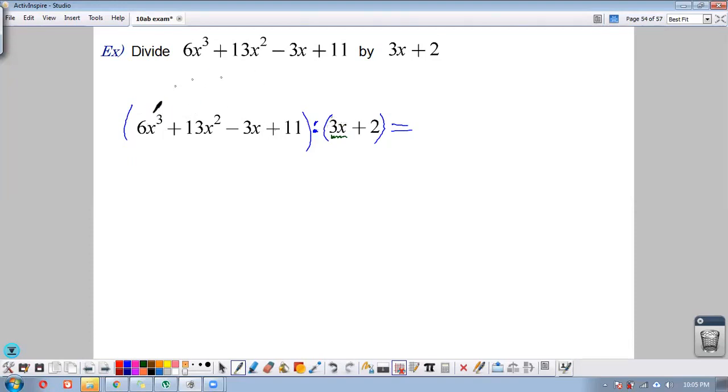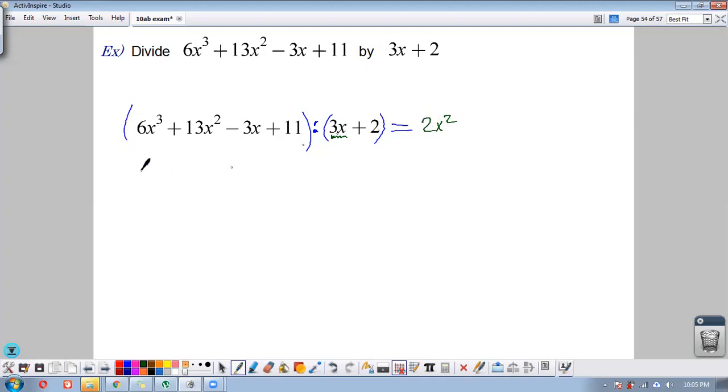So this 3x should turn into 6x cubed. We should multiply 3x by something. So 3 times 2 we need for 6, and for x cubed, we need x times x squared. Then after you decide this 2x squared, you should multiply it by both numbers inside these parentheses.